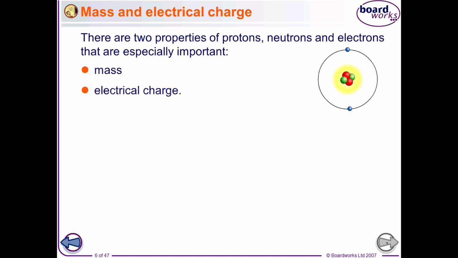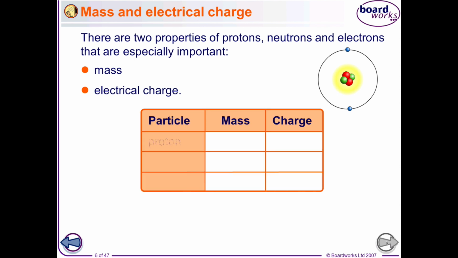Right, so first of all, mass and charge of the fundamental particles. In the exam you'll be expected to remember the mass and charge of protons, neutrons and electrons, and it's essential that you learn this table. Now the mass of a proton is 1, the charge is +1, a neutron has a mass of 1 and a charge of 0, and an electron has a mass of 0 and a charge of -1. So you need to know that table. There's a good chance it will be asked in one of the chemistry papers that you sit this summer.